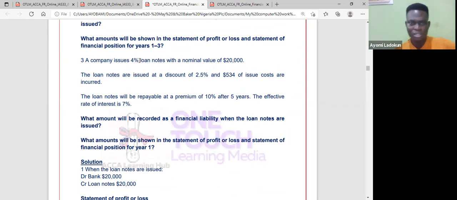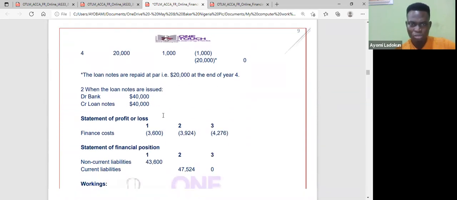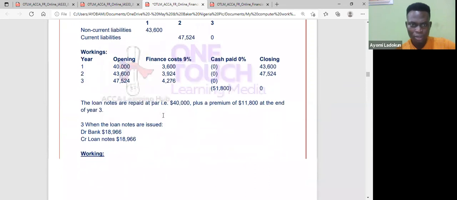Issues financial liability. 4% loan note with a nominal value of 20,000. The loan notes are issued at discount. That's one. And there's an issue cost. Did you see? That was incurred. So when you want to do that, you have to remove it. Okay. So this is it.